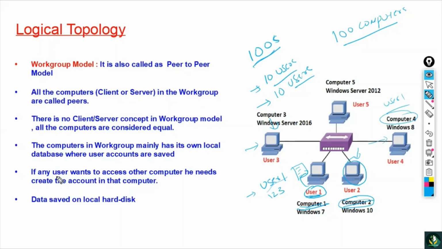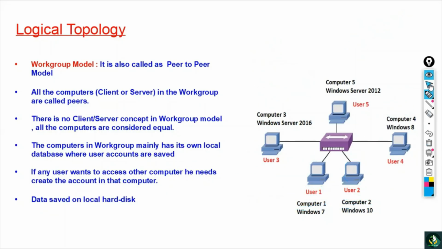If any user wants to access another computer, he needs to create an account on that computer, and data is saved on the local hard disk. Whatever data you are saving is saved on the local hard disk. So this is the workgroup model. All the usernames and passwords are created on the local database, and if you want other users to use other computers, you need to create the username and password on those computers as well.